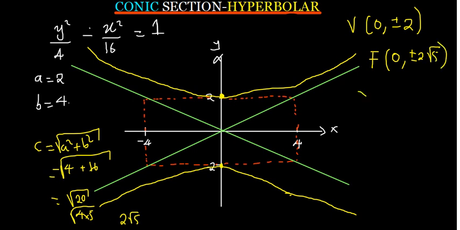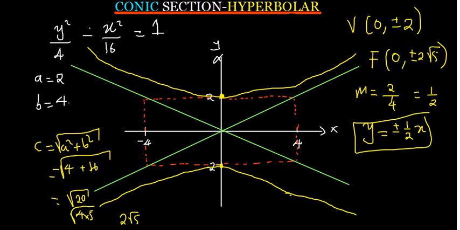And we can as well determine the equation of these diagonals. So how do you do that? Find the gradient. The gradient is given by the change in y, the y value from here up to there, which is 2, divided by the change in x from here up to here, that is 4. So the gradient is 1 over 2. So the equation is going to be y is equal to positive or negative the gradient, which is 1 over 2, and then x. So that is the equation of the two diagonals.